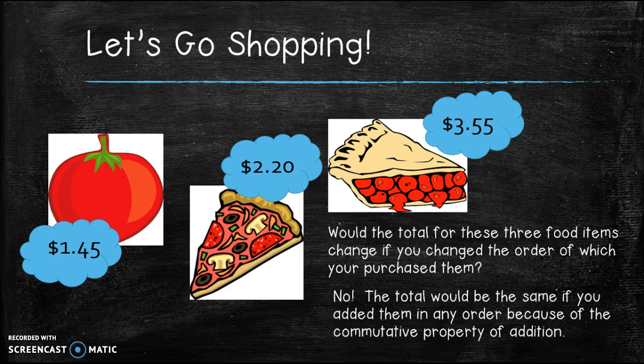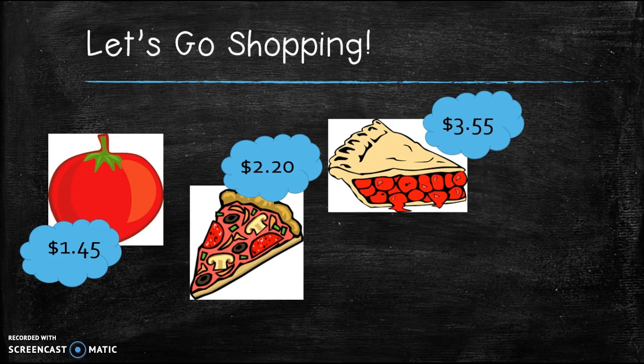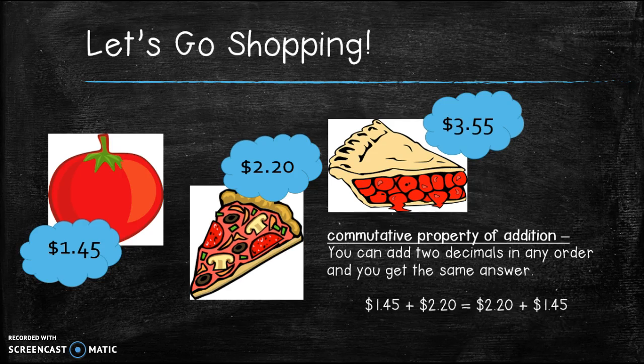No, the total would be the same if you added them in any order because of the commutative property of addition. Again, the commutative property of addition means you can add 2 decimals in any order and you get the same answer. Same thing. If we got the tomato first, then the piece of pizza, it would be the same price as if we got the piece of pizza first, then the tomato.